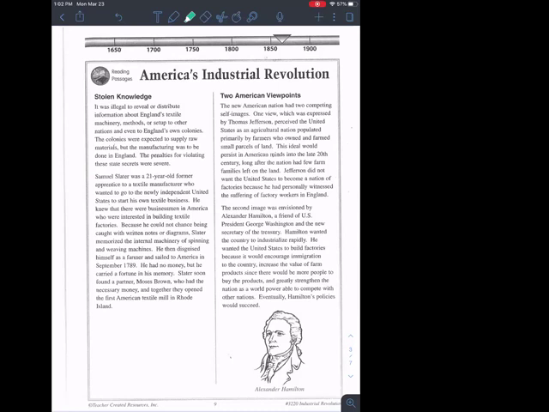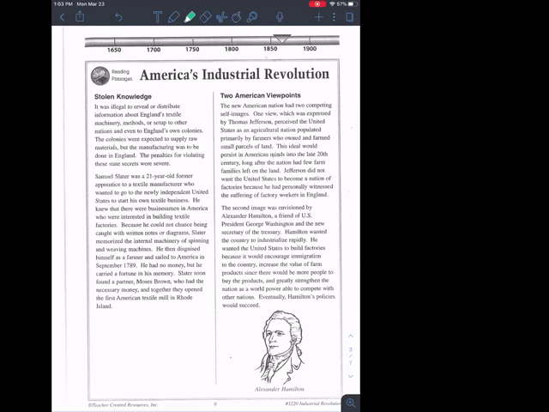All right, so now we're going to be here. Samuel Slater was a 21-year-old former apprentice to a textile manufacturer who wanted to go to the newly independent United States to start his own textile business. He knew that there were businessmen in America who were interested in building textile factories. Because he could not chance being caught with written notes or diagrams, Slater memorized the internal machinery of spinning and weaving machines. He then disguised himself as a farmer and sailed to America in September 1789. He had no money, but he carried a fortune in his memory.